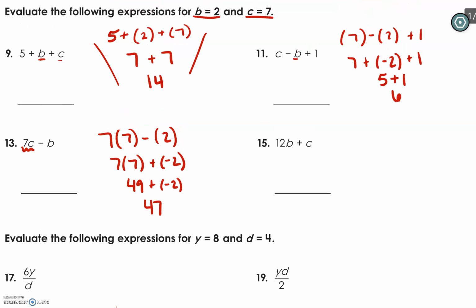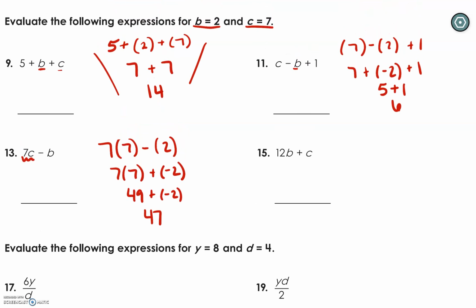All right, number 15. We have 12b plus c. So we're going to replace the b and c with the number values. So I have 12 times 2 plus 7. So again, notice our problem doesn't change. What changes is b and c are now numbers. 12 times 2 would be 24, plus 7 would be 31. So since we have all numbers, we can simplify to a single value answer.